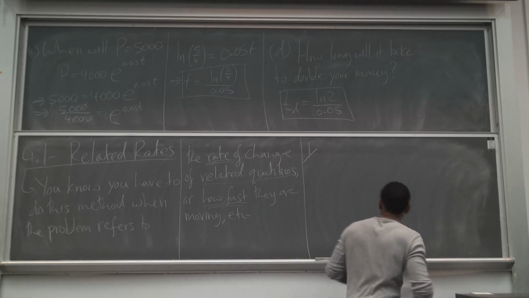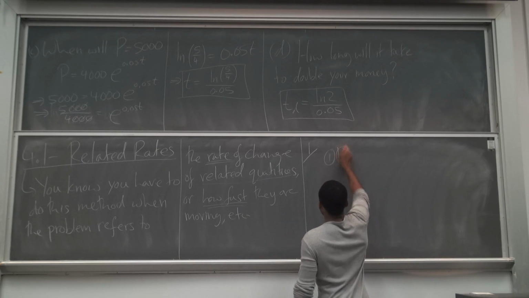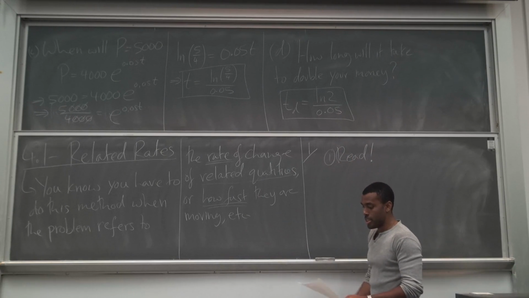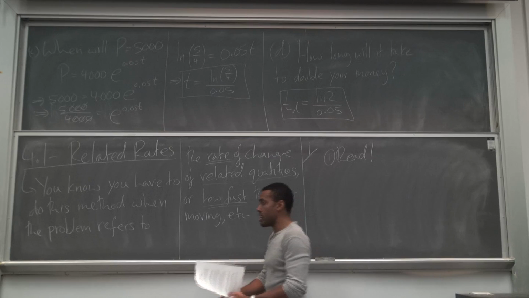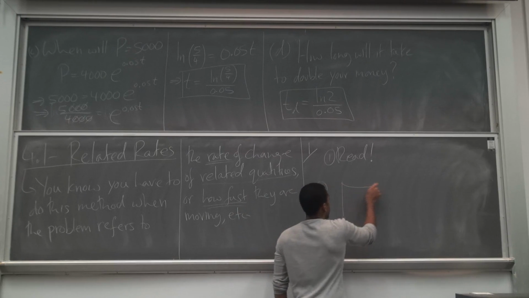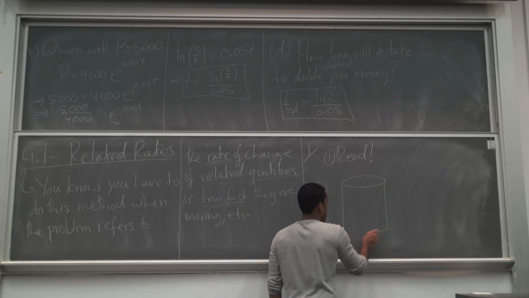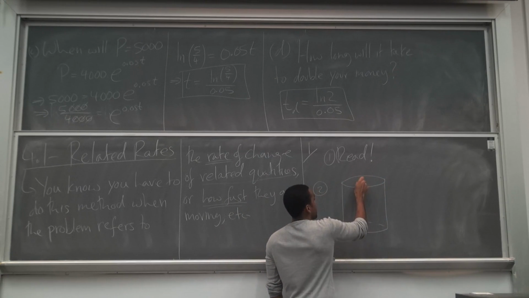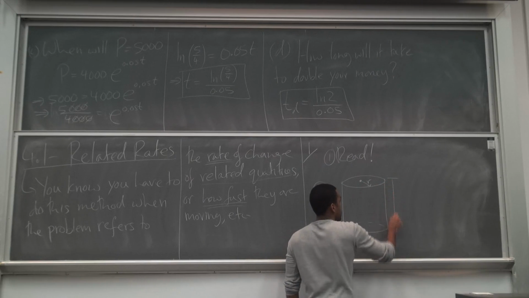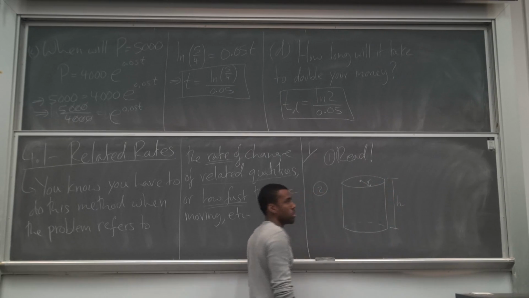Okay, so step 1, read the problem. So I read the problem carefully. Now I know what is changing and what is staying constant. Step 2, you can draw a picture. Right circular cylinder means that's the picture. The radius is going to be the distance from the center to the outer edge. The height is just going to be how tall it is.